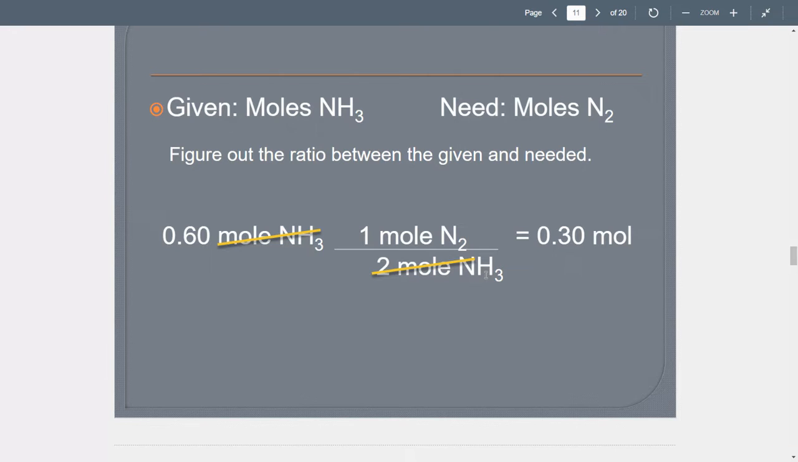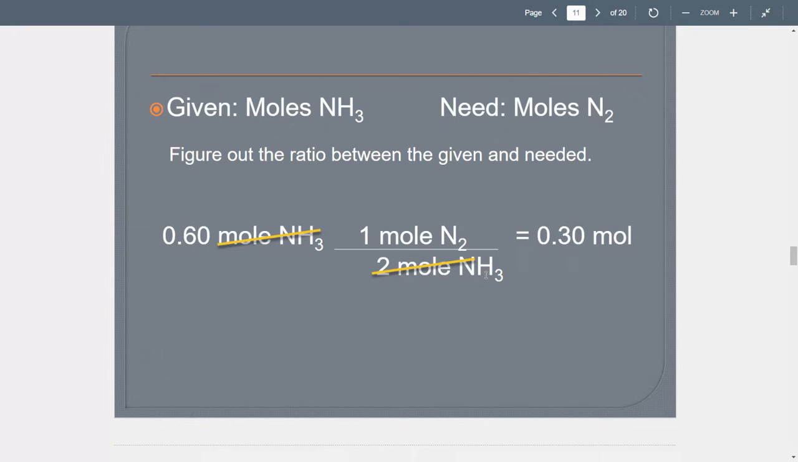Because it's 1 to 3, which means it would be 2 to 6. What if it was 3? Then what would your number be? 9. It's just triple whatever your nitrogen is. Okay? So again, you can set them up with your T-chart, but with numbers like that, you can just look at them and kind of figure this out.